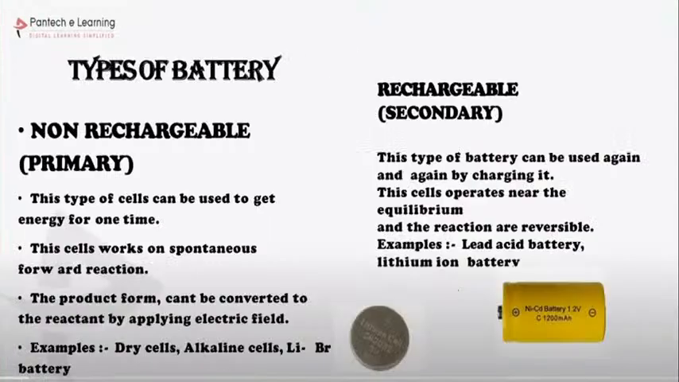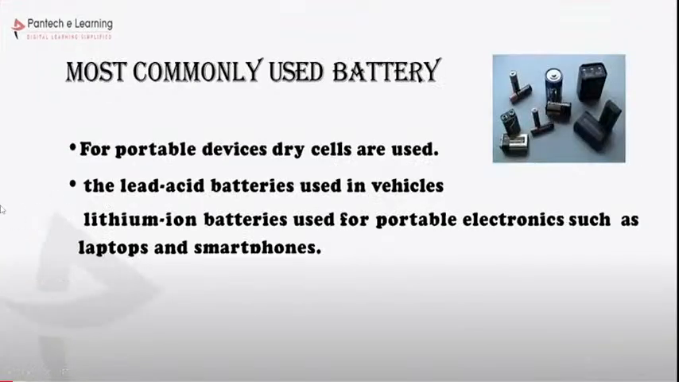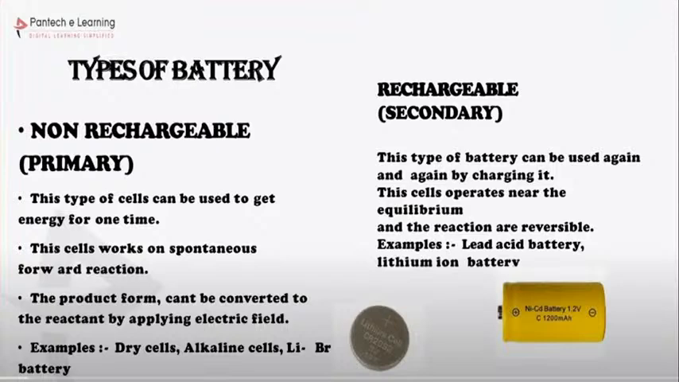Okay, let us see the types of batteries used. There are two types, primary and secondary. Primary is non-rechargeable, and secondary is rechargeable. Coming to non-rechargeable, this type of cell can be used to get energy only one time. These cells work on spontaneous reactions. The product formed cannot be converted back to reactants by applying an electric field. For example, dry cells, alkaline cells, and lithium batteries.